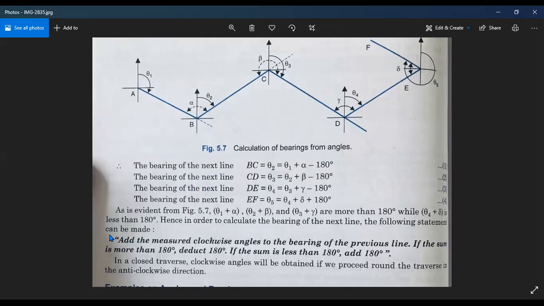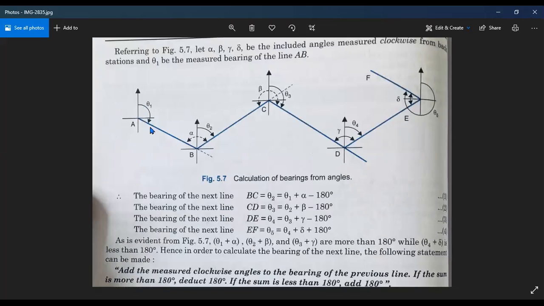That means you read the sentence here. Add the measured clockwise angles to the bearing of the previous line. Always add to get the bearing of any line by using the included angle. What you have to do? Add the measured clockwise angles to the bearing of the previous line. Okay. So once you add it, if that sum exceeds 180 degrees, you have to deduct 180 degrees from that. If that sum is lesser than 180 degrees, you have to add 180 degrees to that. So this is the principle to calculate the bearings using the angles.